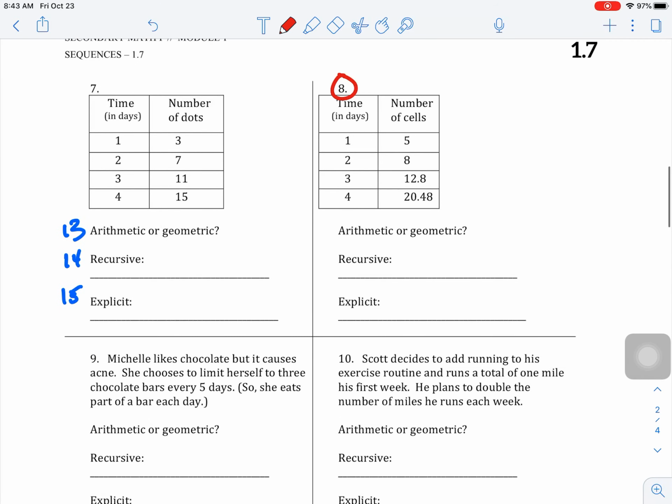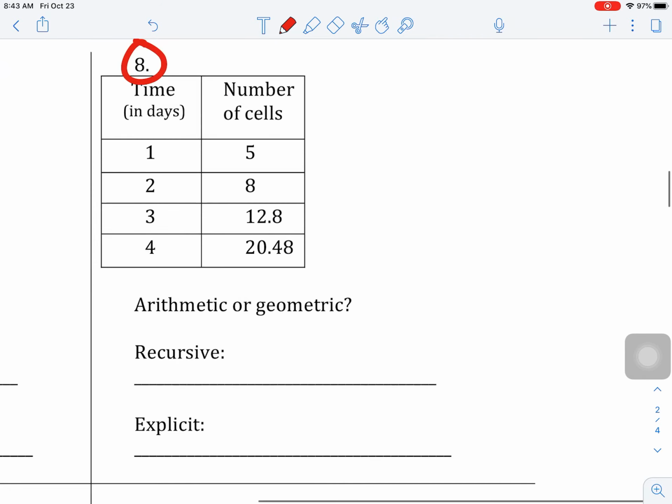And then let's go ahead and do number 8. So this one, I get to see what's happening, how it's growing, and I could say 5 plus 3 is 8, but 8 plus 3 is not 12, so it can't be adding, so we've got to be multiplying, and it looks like we're multiplying by some weird numbers because we've got decimals down here. So here's a trick for how to find the common ratio. We already know it's not adding because we tried to add and it's not the same number each time. So I can work backwards and divide.